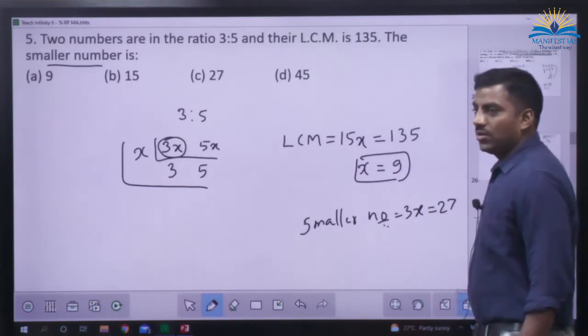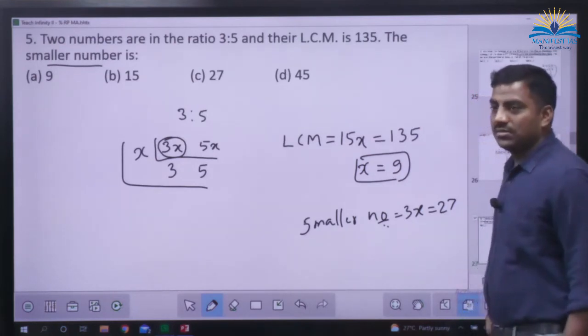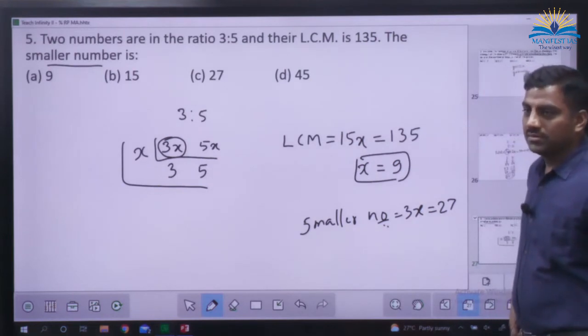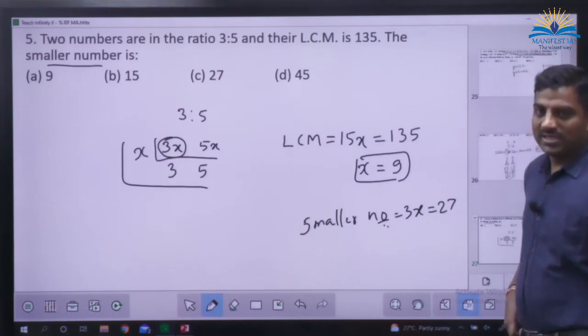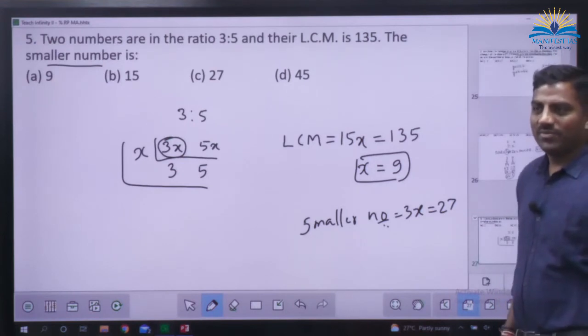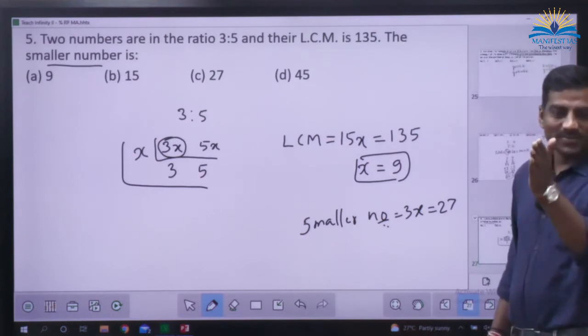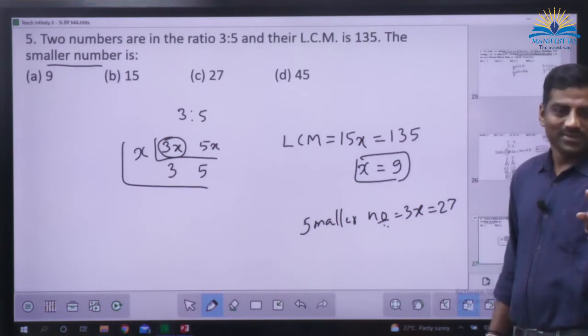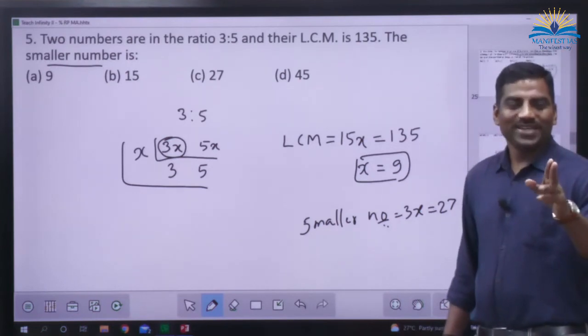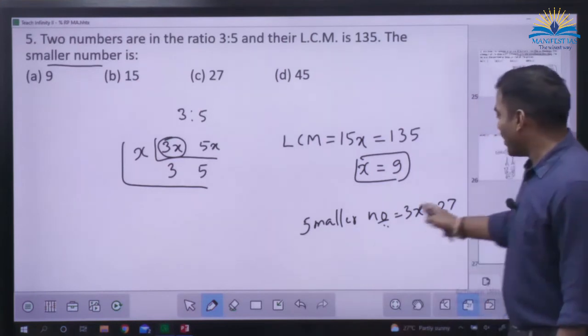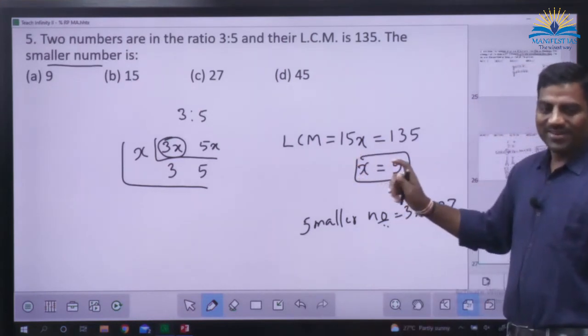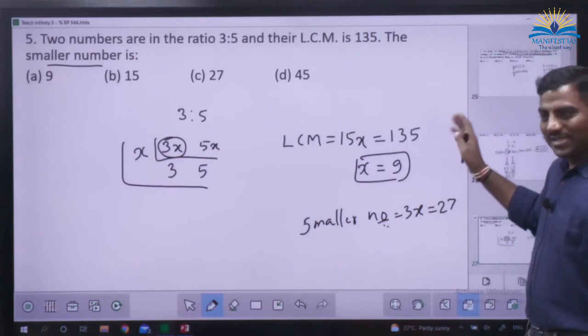Then tell me, what is the HCF of these numbers? What are the numbers? 3 and 5 or 3x and 5x? 3x and 5x, no? So what is the HCF? They are telling x. They are wrong. You are correct. 1x, so 1x, that means x only. So x is what? 9. Fine? So x is the HCF.